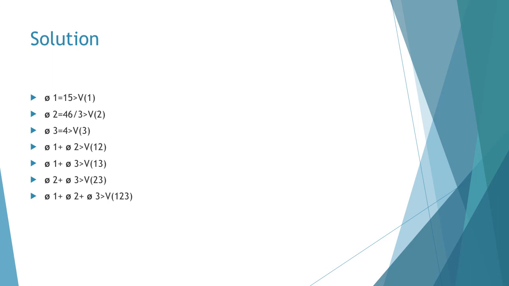Then we verify the results. We can see that phi 1 is greater than v1, phi 2 is greater than v2, and so on, and all are checked. And we can see that the solution is very stable.